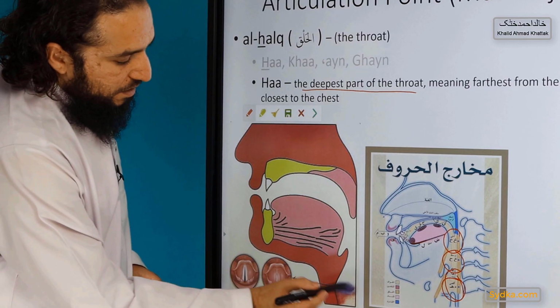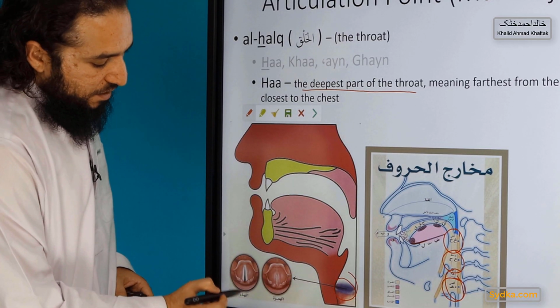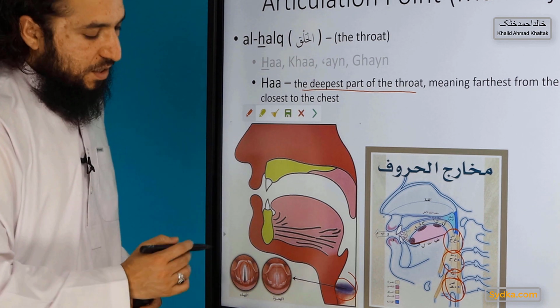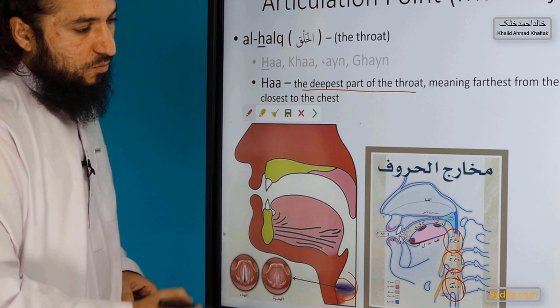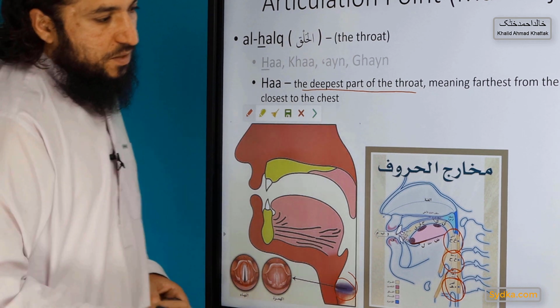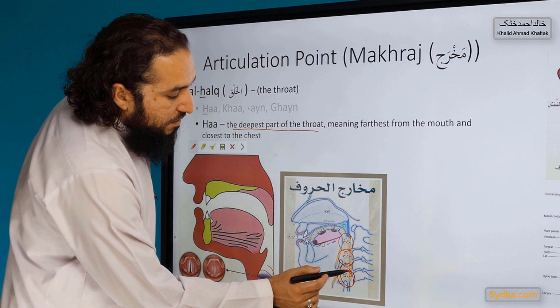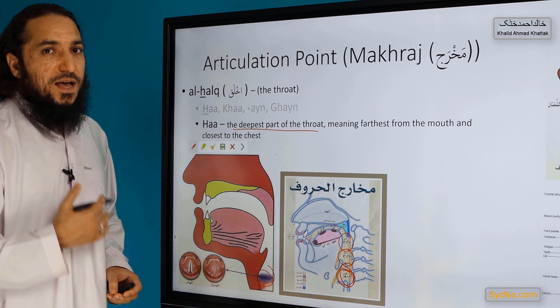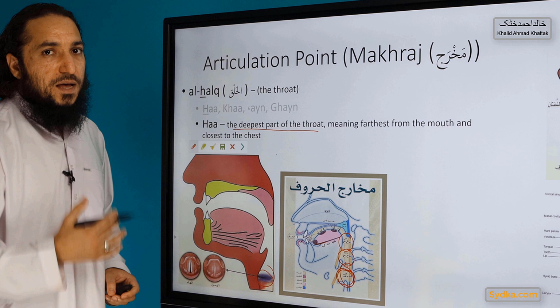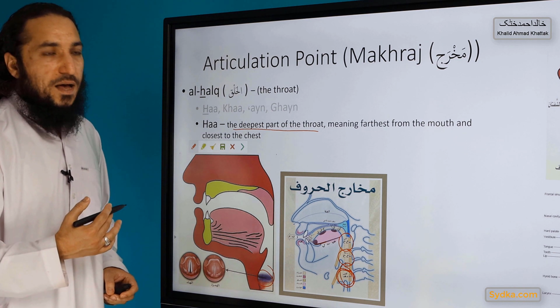And if you see here, in that case, in ha, the vocal cords are slightly open compared to the other one, hamza, that's almost closed. So the vocal cord remains slightly open, but it is pronounced from the deepest part of the throat. As the sound is ha, the letter is ha. Okay.